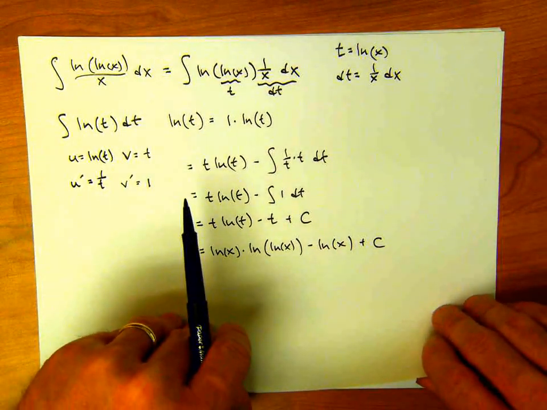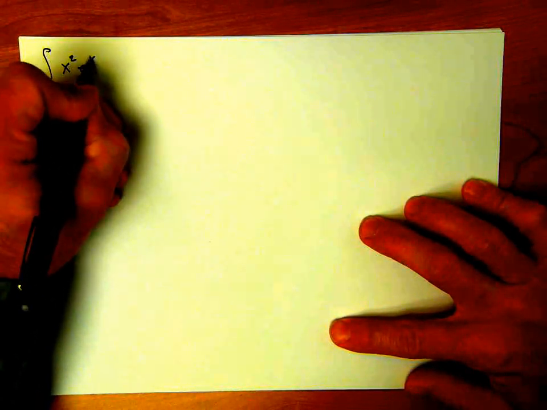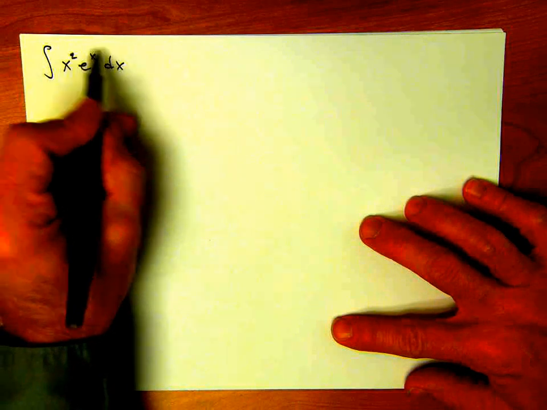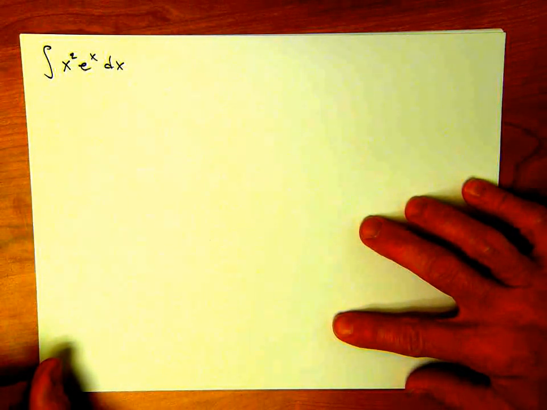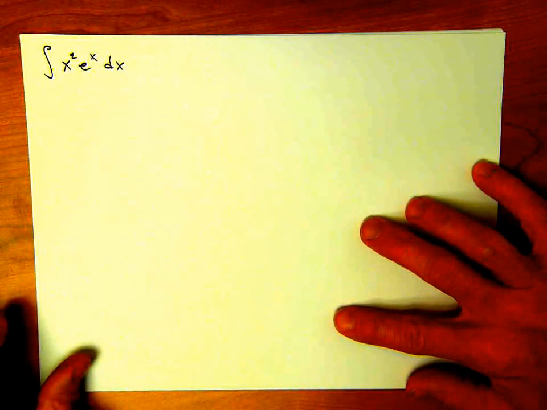All right, one more example that I would like to do involves the integral of x squared e to the x dx. Again, if you look at this, we don't really know how to find the antiderivative of that directly. We might try some different things, but trust me, we're going to do integration by parts.